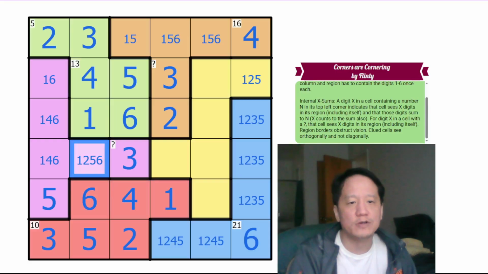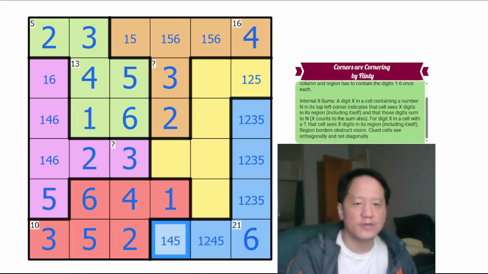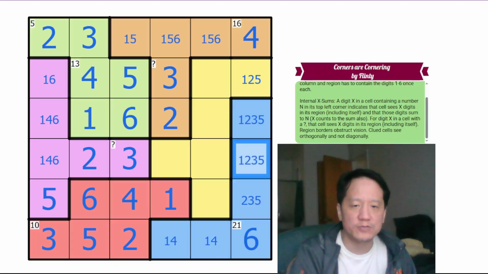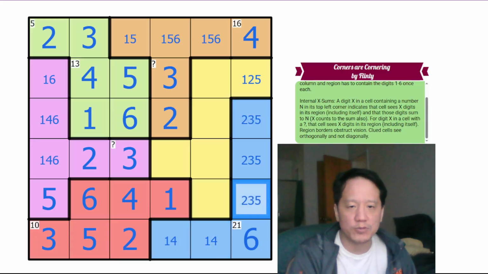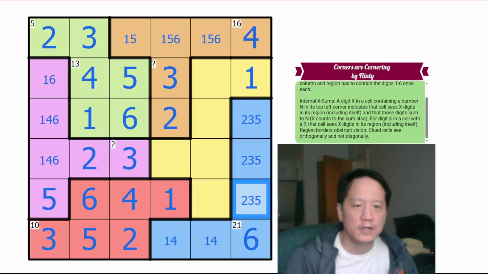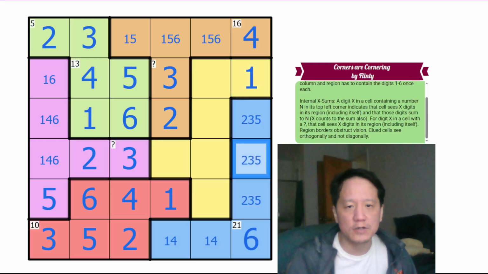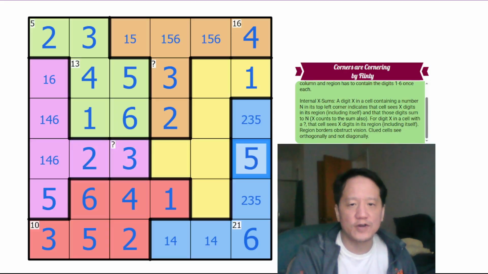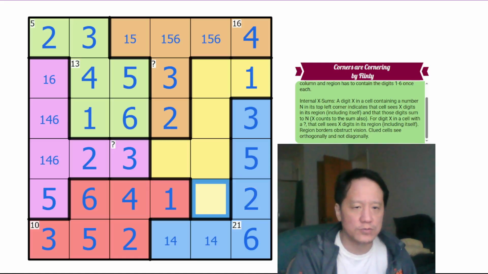So this can't be 1, 5, or 6. It's 2. No 2 or 5 here. So this is 1, 4, which eliminates 1, 4 in the rest of the blue region. So this can't be 2 or 5 because of a 2, 3, 5 triplet in the column. So this is 1. No 2 or 3 here because of 2 or 3 in the row. So this is 5. This can't be 2 or 5. So it's 3, which makes this 2. This can't be 1 or 6. It's 4.